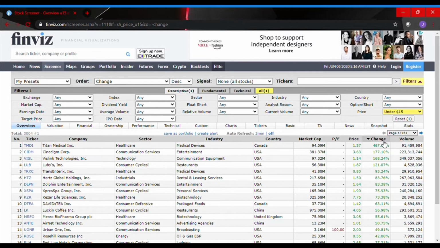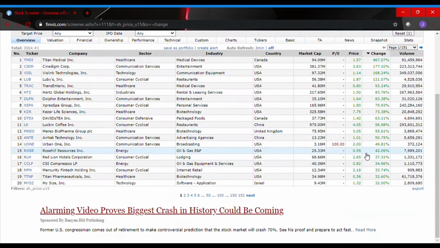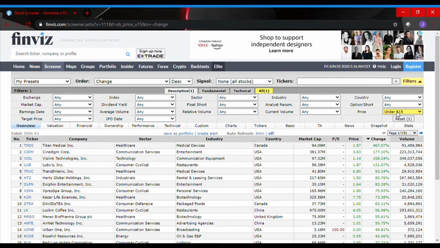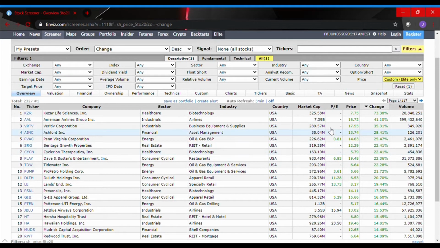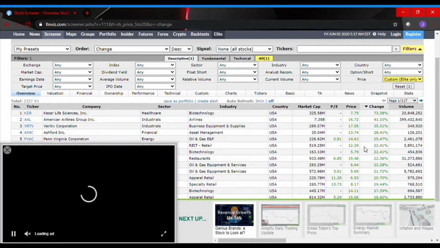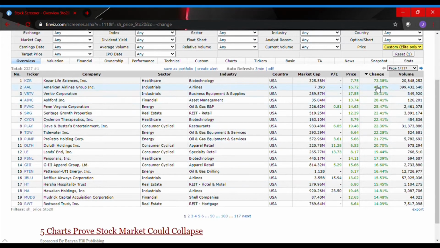Next to change, you'll see volume. And volume is basically the main factor in my trading. Volume is basically the amount of shares that people are buying and selling. So the more volume, it typically means more people are watching it, which is what you want. That's what drives price. Stock is basically supply and demand. The more buyers there are, the higher the price goes. The more sellers there are, the lower the price goes.